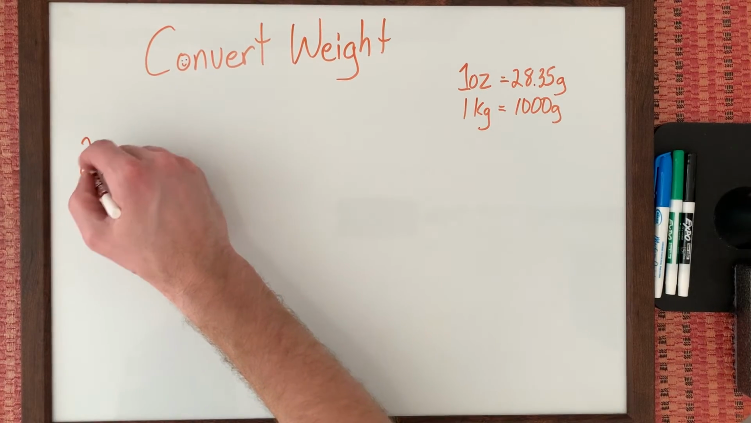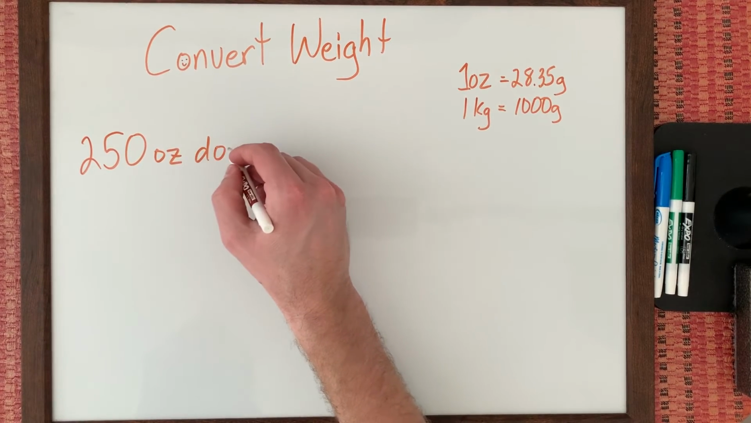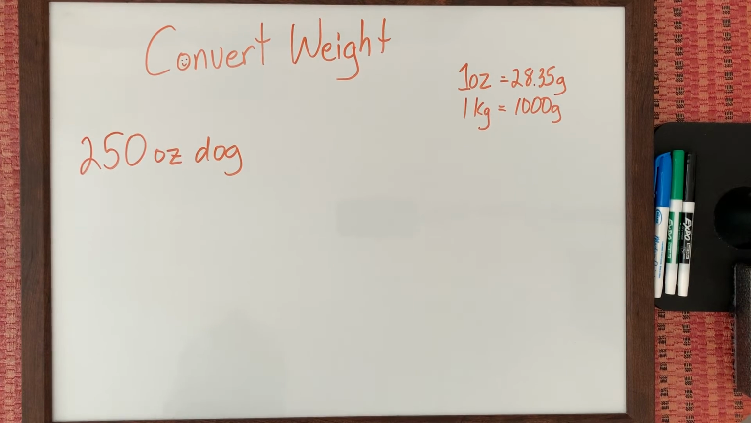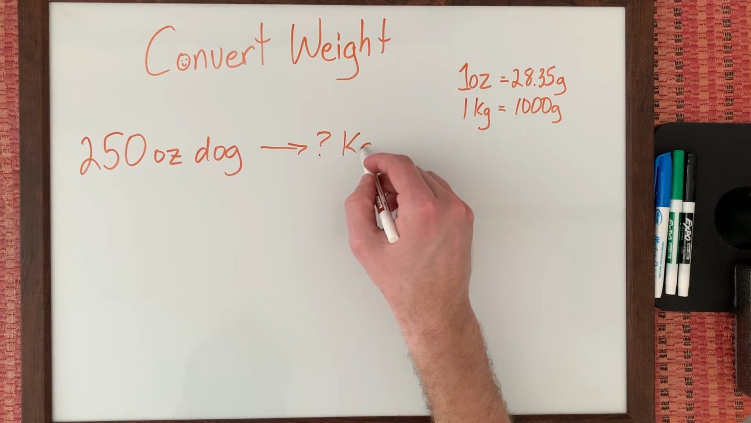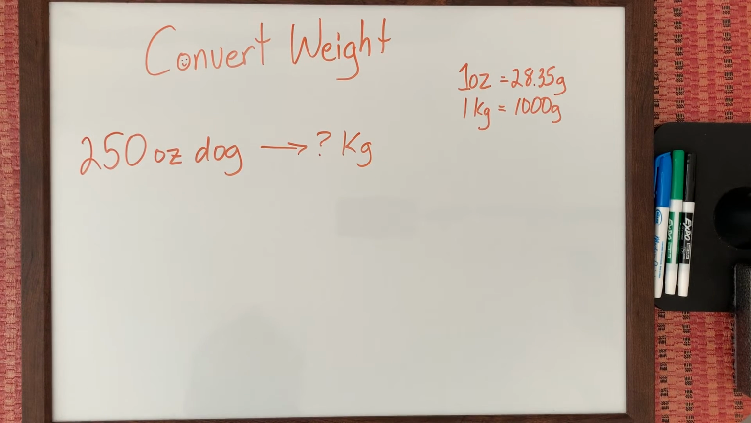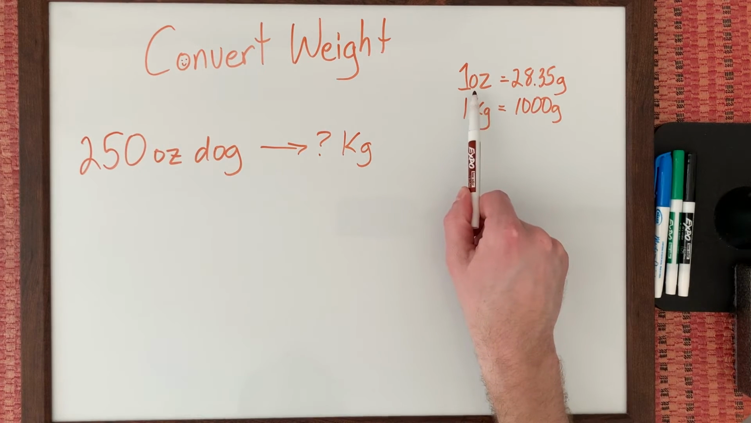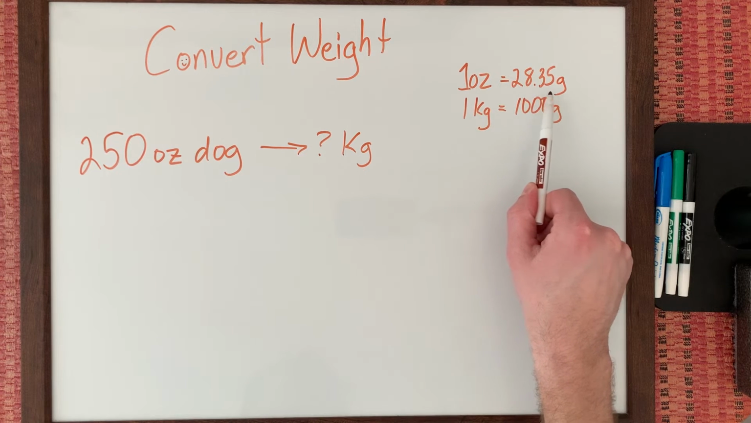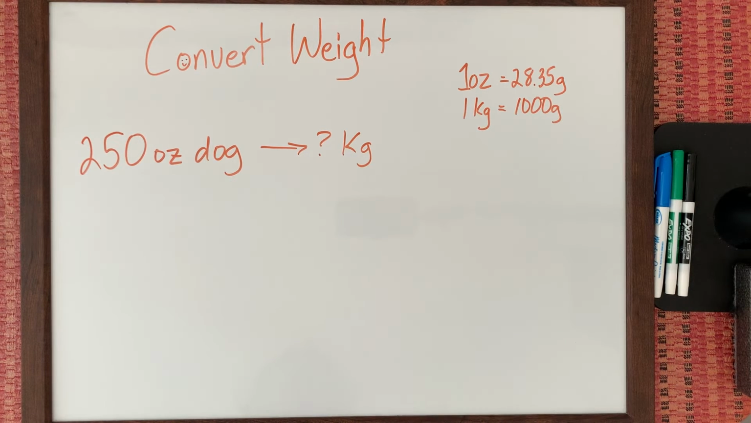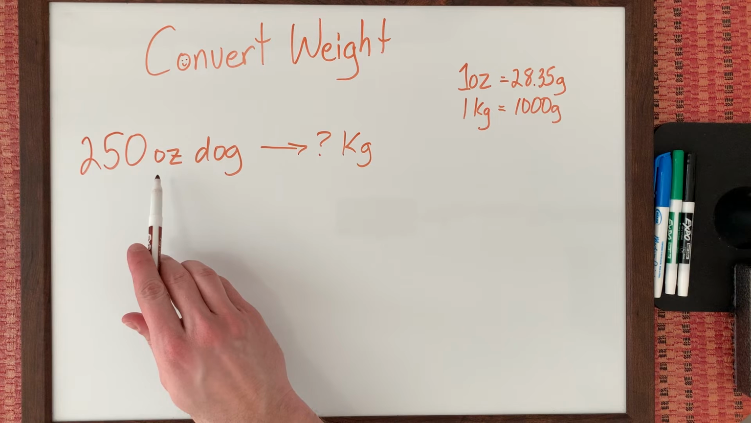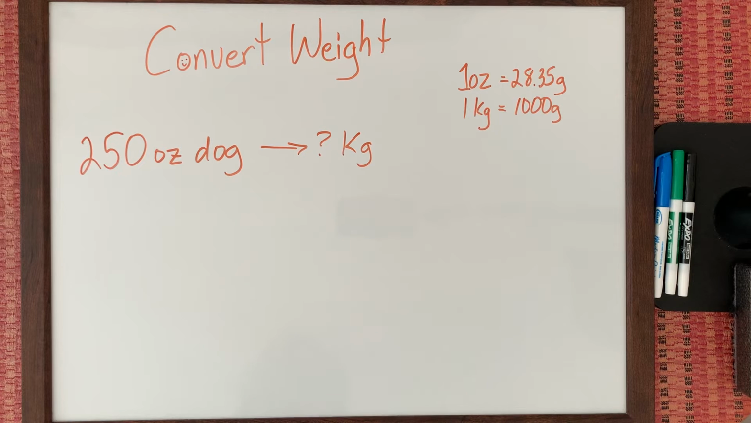For this last example, we are going to make up a problem where we have a 250-ounce dog, okay? Got a pet dog, 250 ounces, and what we want to know is how many kilograms does that dog weigh? This is going to be a two-step problem, and so what I wrote are two different conversions on here. 1 ounce has the weight of 28.35 grams, and 1 kilogram is 1,000 grams, okay? So the way we're going to do this problem is we're going to convert ounces to grams, and then from grams, we'll go to kilograms.